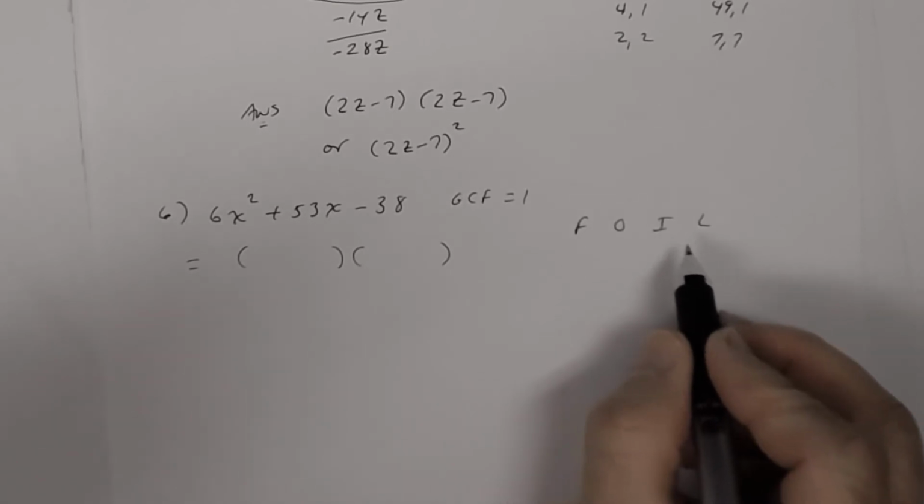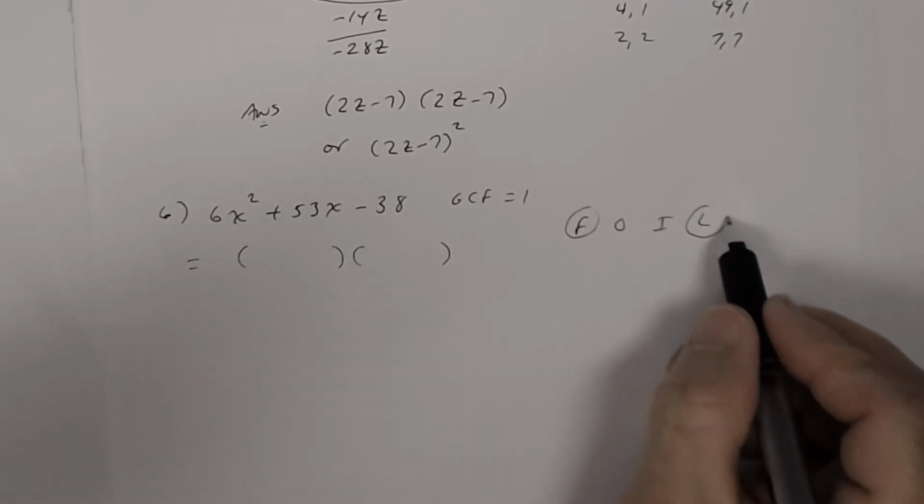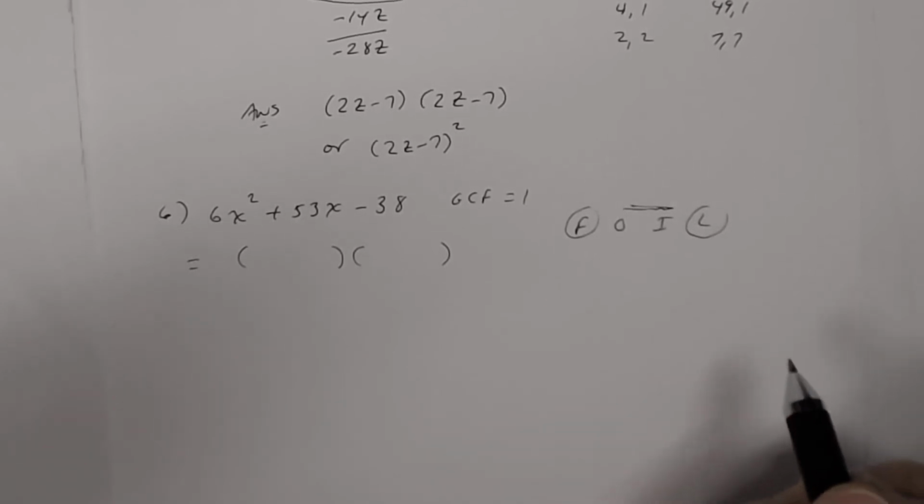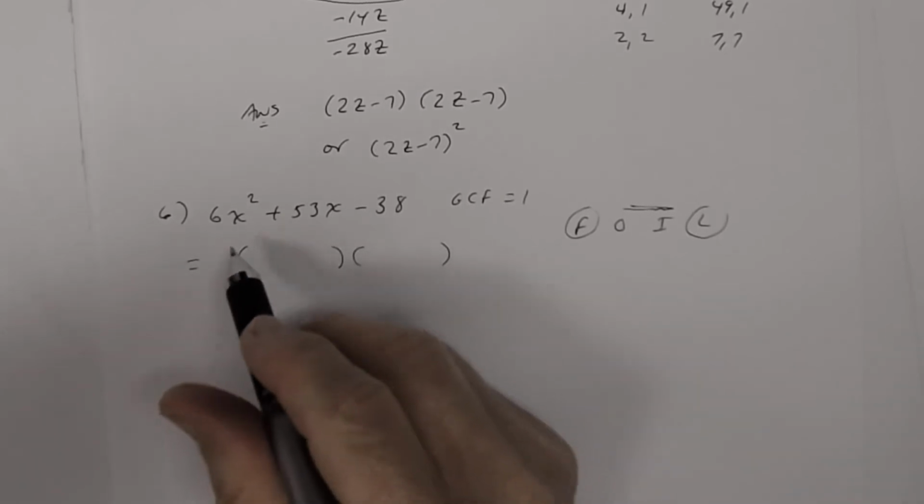And I'm thinking about each little part as I go along. So I do this first, I do this next, and then I look at this last. Okay? At the end, this is what I look at, the outer and the inner. Okay, so let's look at 6.